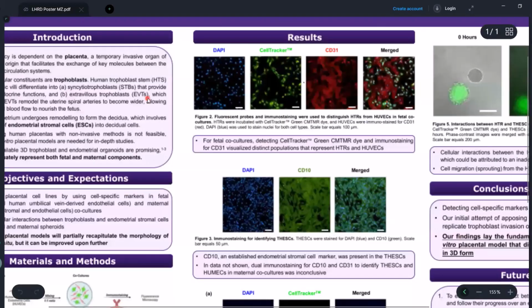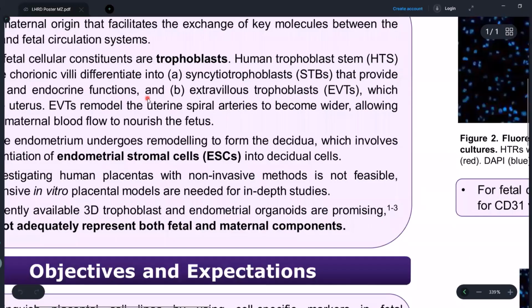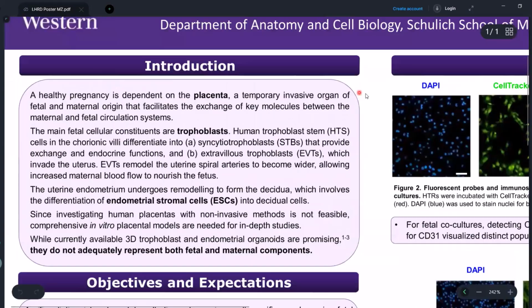The placenta is a temporary invasive organ of fetal maternal origin that supports the fetus during pregnancy. It facilitates the exchange of key molecules between the maternal and fetal circulatory systems. The main fetal constituents are trophoblasts. Human trophoblast stem cells differentiate into two subpopulations. Syncytial trophoblasts provide exchange and endocrine functions.